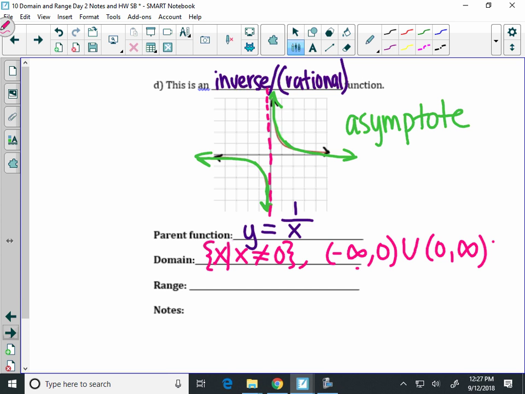Now the range is the same kind of thing. You get really close to the x-axis, but you never actually touch it. So how would you write your range in set builder notation? All the y's where y is not equal to 0.